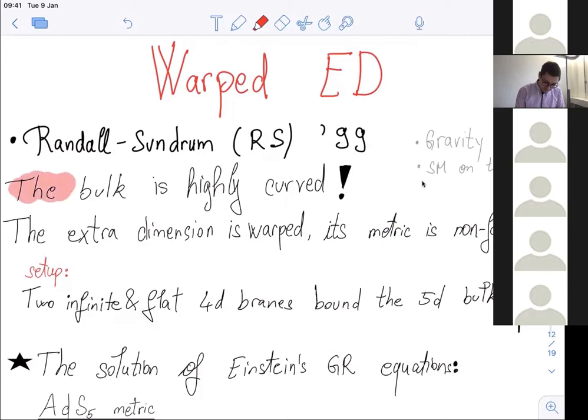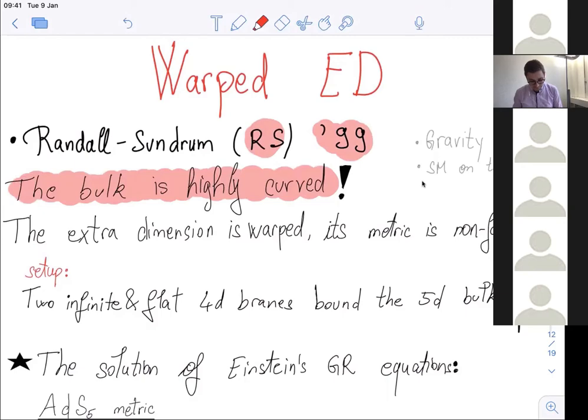The prime example of these models, where the bulk is highly curved, is the Randall-Sundrum model, RS. The reference goes to 99. In this first version of the RS model, the gravity is very similar to before. Gravity propagates in the bulk, and the Standard Model is on the brane. So the extra dimension is warped, and its metric is non-factorizable.